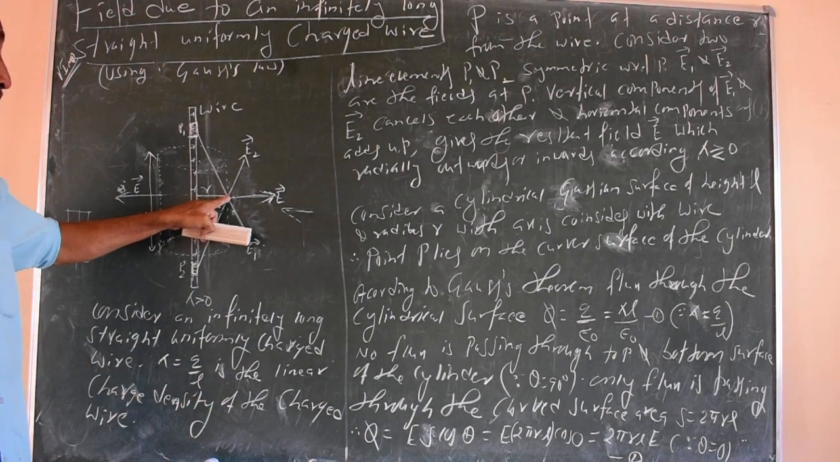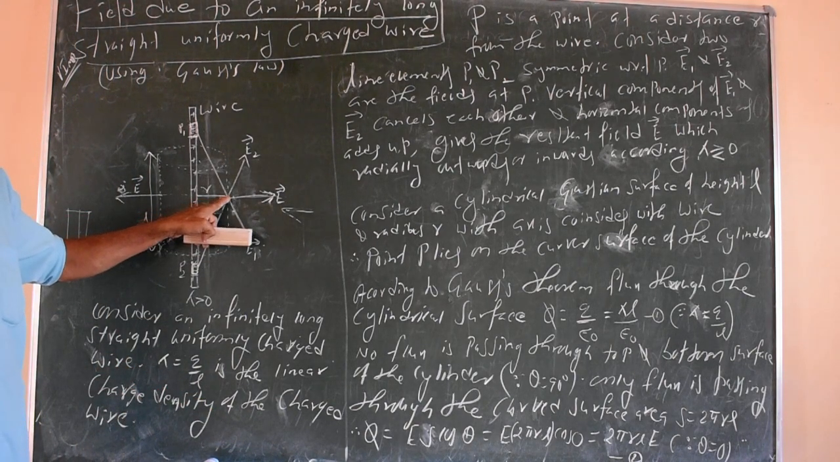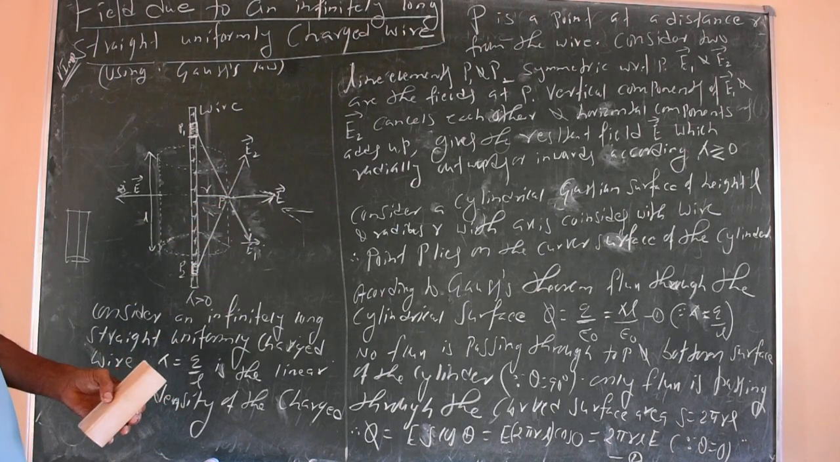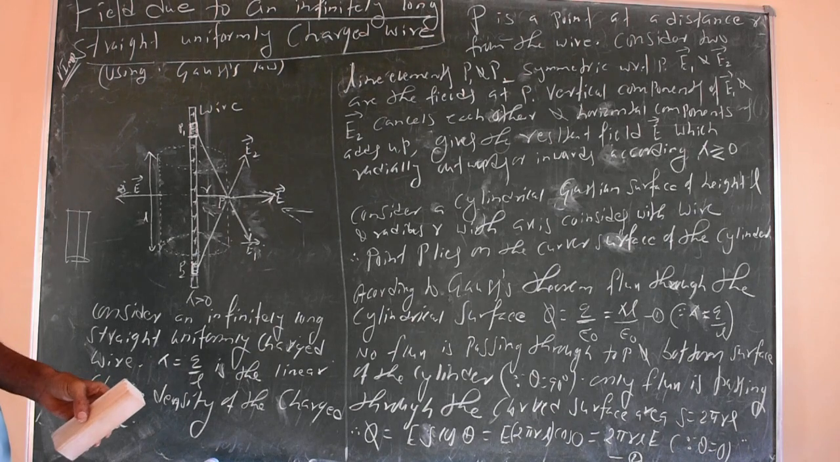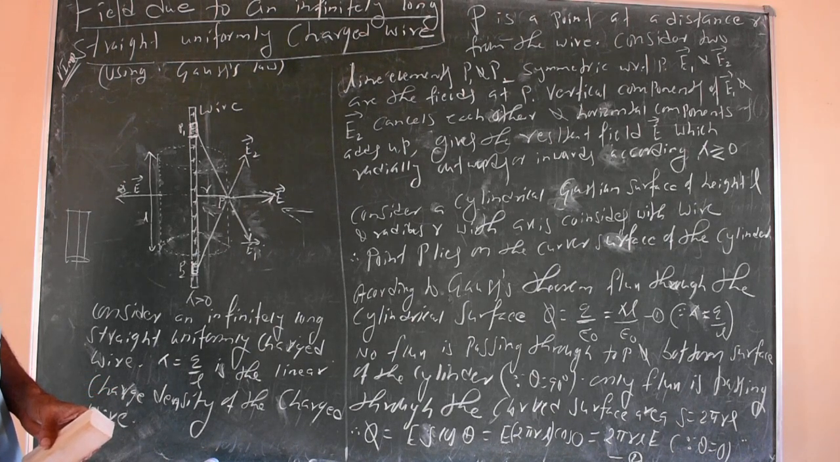Actually, the point P comes on the curved surface of the cylinder. Curved surface area is how much? 2 pi RL. Okay, what is the curved surface area of a cylinder? 2 pi R into L. S is equal to 2 pi RL.